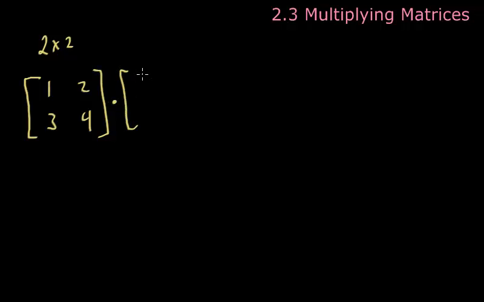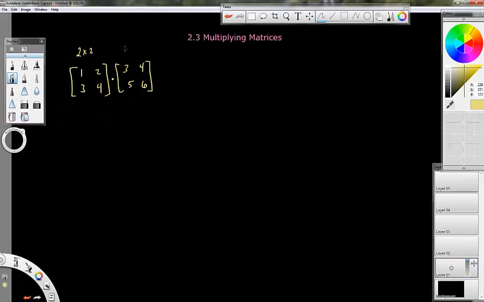So we'll make this 3, 4, 5, 6. Now I won't put any negatives in this because I want to show you proper technique on how to multiply. Okay, first order of business: the rules of multiplying matrices. All right, check this out.